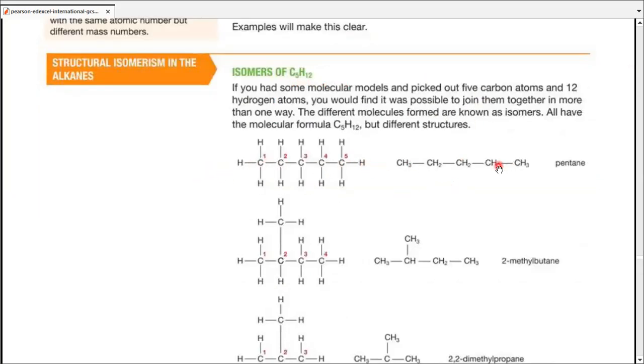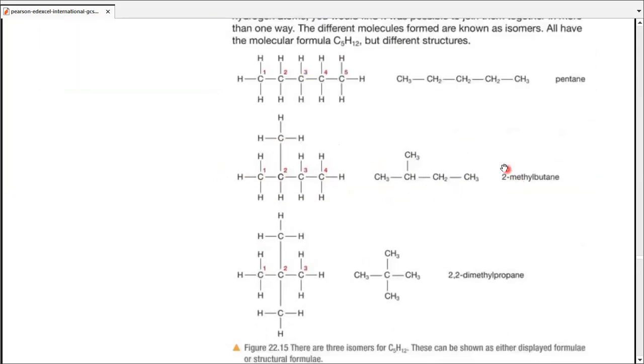This is C5H12, a straight chain compound. C5H12 with one branch, C5H12 with two branches. All of them have 5 carbon atoms and 12 hydrogen atoms each. This one is named as pentane, this one is 2-methylbutane, and this one is 2,2-dimethylpropane. They all are isomers of C5H12.